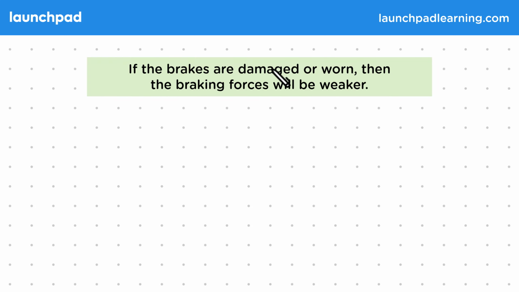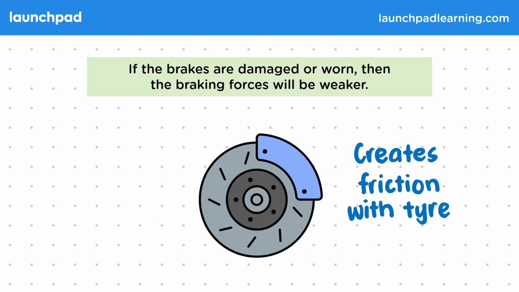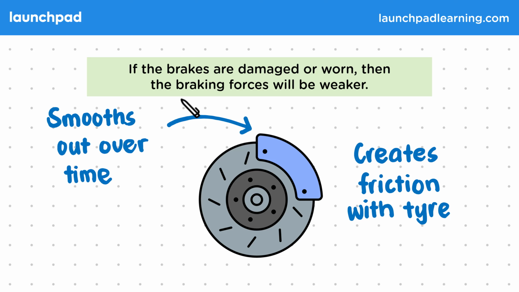Well, if the brakes are damaged or worn, then the braking forces will be weaker. Here's a simple design for the brakes of a car. When we press on a brake pedal, this component presses down to create friction with the tyre. The brakes are made with a rough material, and each time we use them, the friction with the tyre wears down this material so they smooth out over time. As they're smoother, they won't be able to create as much friction with the tyre and so can't make as strong a braking force. This increases the braking distance of the car.